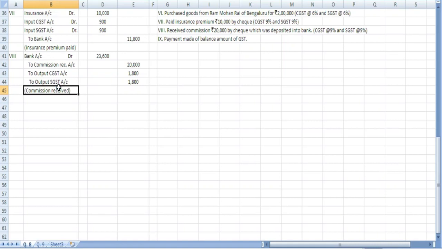Okay, so we have come to the end. Now the last one is payment made of balance amount of GST. Now for this we need to do some working. So first we will find out how much was our payment, that means how much we paid at the time of purchase and at the time of expense, IGST. So we'll write here calculation.